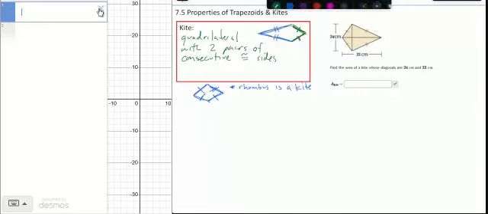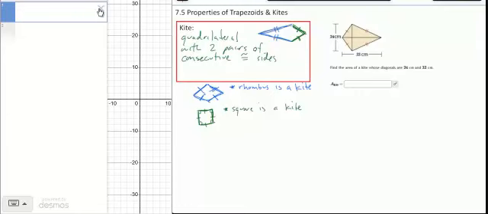Okay, what about a square? Well, a square is a rhombus and a rhombus is a kite, so would it make sense that a square is also a kite? Yeah, here's 1 pair of congruent sides, here's a second pair. So a square is also a kite. And when we talk about the properties of kites, those properties will also work for both a rhombus and a square. If you recall, we had the area formula of a rhombus where it's 1/2 the product of the diagonals. It also works for a square because a square is a rhombus.